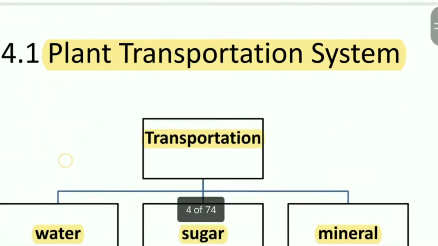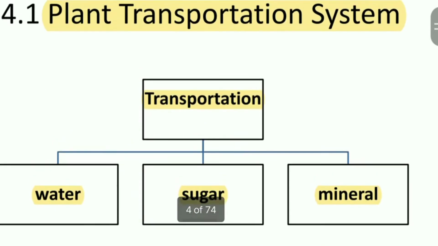To know about this, first of all, we should know what kind of transportation systems a plant has. So a plant has three kinds of transportation. There could be transport of water, transport of sugar, and transport of minerals, so as to gain nutrition from the outside environment into the plant body for its growth.